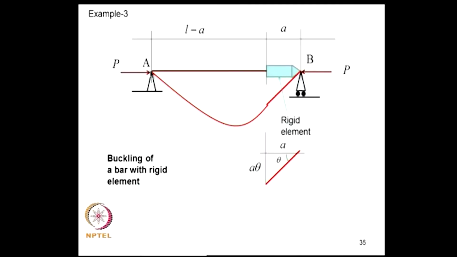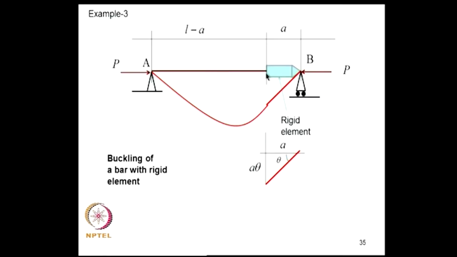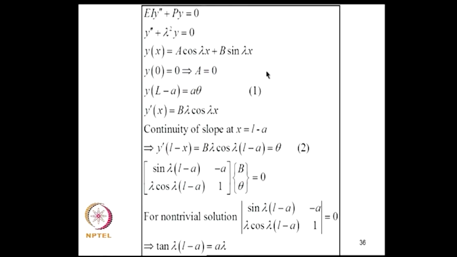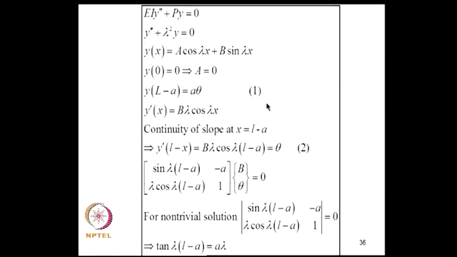At x equal to 0, y is 0, so A becomes 0. Now, the interesting thing is what happens here. At x equal to L minus A, the deflection will be A theta. This deflection is A theta, and y prime of x is given by B lambda cos lambda x. So, continuity of slope at x equal to L minus A, I know the slope is theta because it is a rigid element, I get this equation.